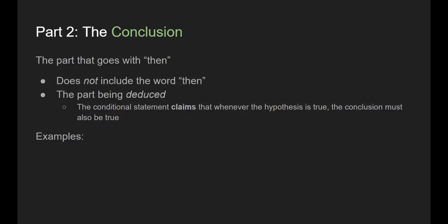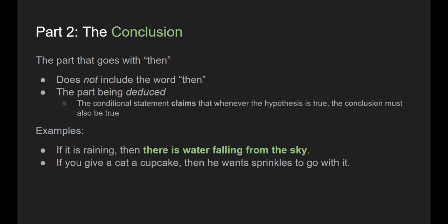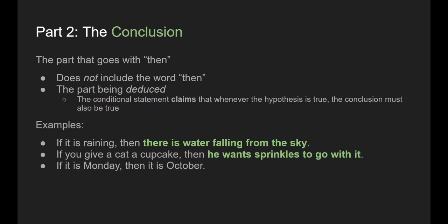Looking back at our examples. If it is raining, then there is water falling from the sky. The conclusion here is there is water falling from the sky. If you give a cat a cupcake, then he wants sprinkles to go with it. The conclusion is he wants sprinkles to go with it. And finally, if it is Monday, then it is October. The conclusion is it is October.